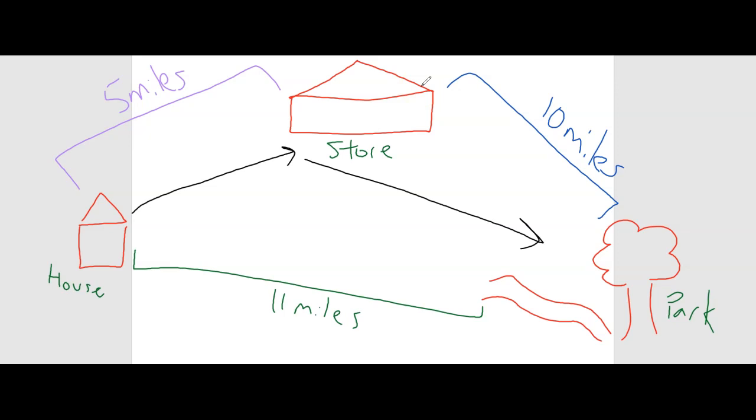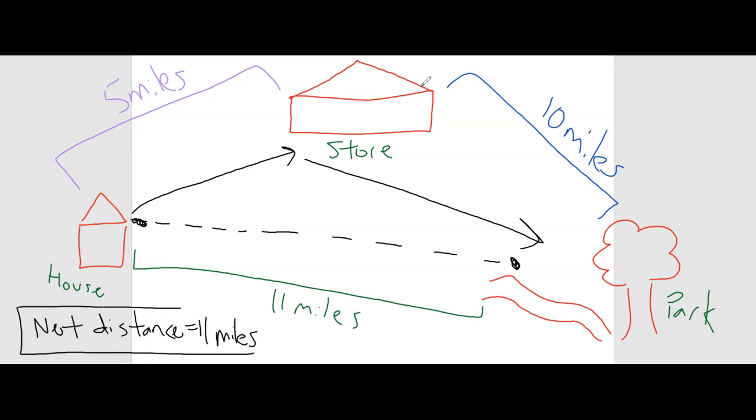Well, the net distance that they've traveled is strictly the distance from where they started to where they ended. So the net distance here would be 11 miles because it strictly takes into account where they started and where they finished. The total distance is the sum of all the distances that they traveled. So they went to the store from the house, so that was 5 miles. Then they went from the store to the park, which was 10 miles. So we would have to add all those distances together to give us 15 miles.